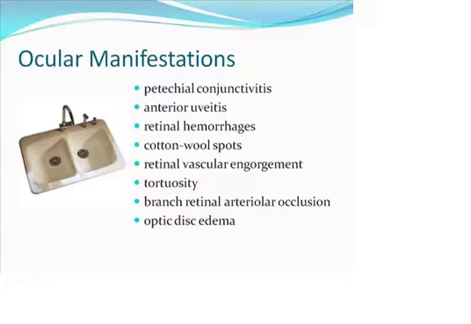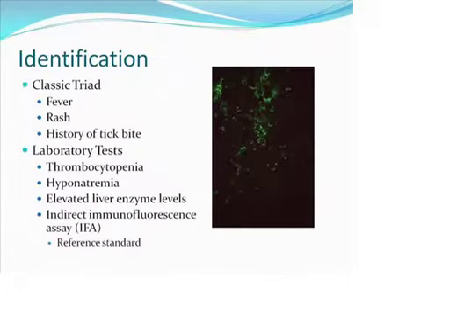There are also several ocular signs and symptoms, such as petechial conjunctivitis, anterior uveitis, retinal hemorrhages, cotton wool spots, retinal vascular engorgement, tortuosity, branch retinal arteriolar occlusion, and optic disc edema. As you can see, these signs are just as numerous as they are varied, and as a result, you will probably not be able to make a diagnosis directly from these ocular findings.